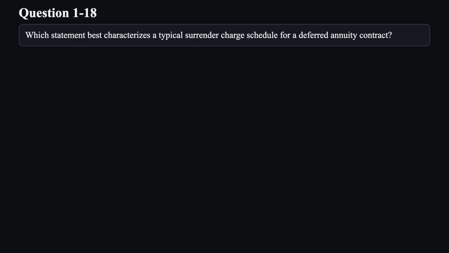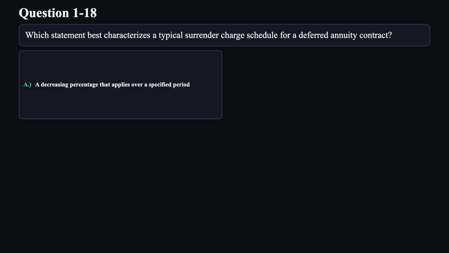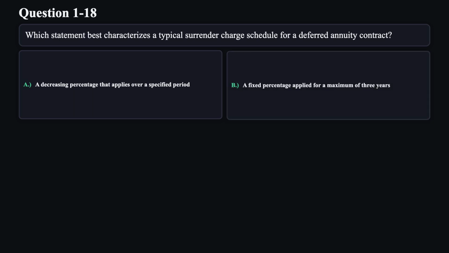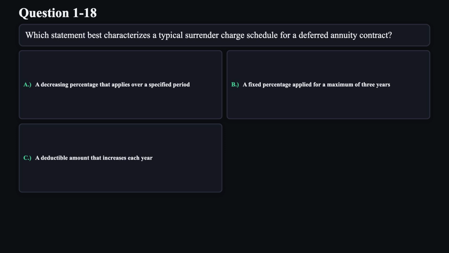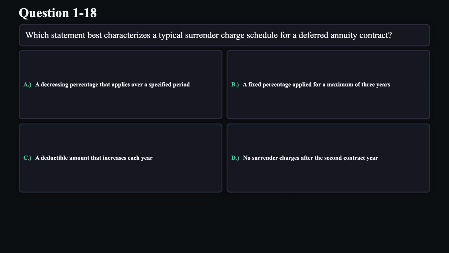Question 18. Which statement best characterizes a typical surrender charge schedule for a deferred annuity contract? A. A decreasing percentage that applies over a specified period. B. A fixed percentage applied for a maximum of 3 years. C. A deductible amount that increases each year. D. No surrender charges after the second contract year.